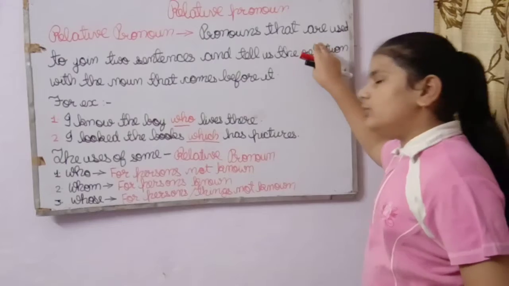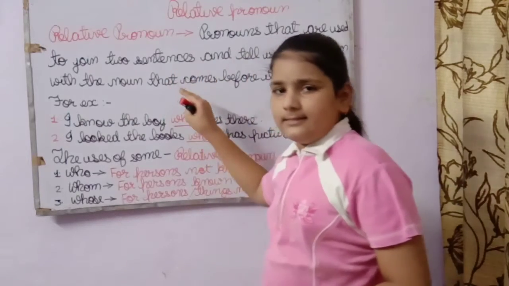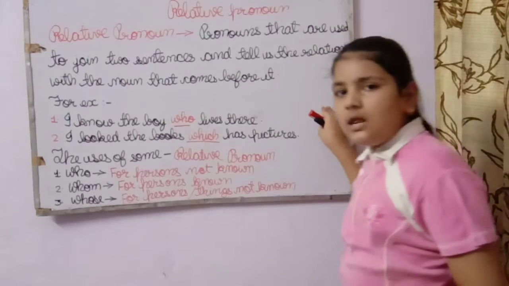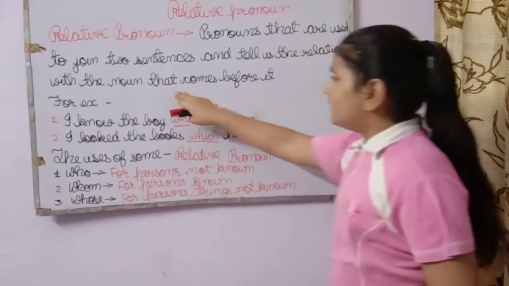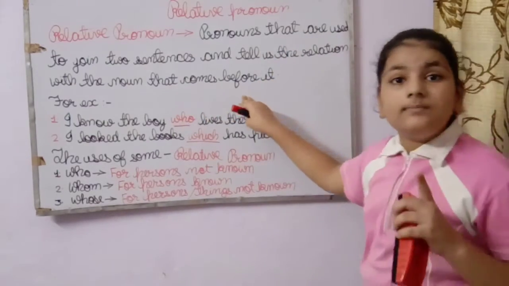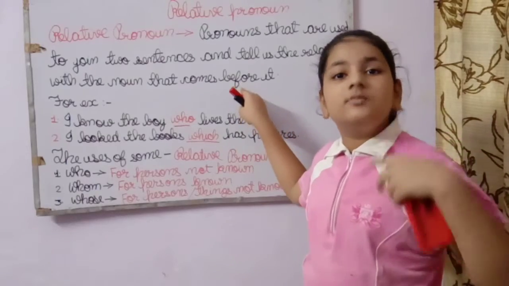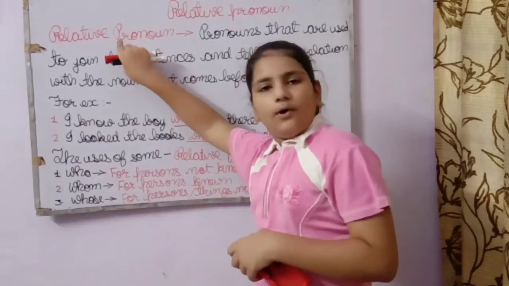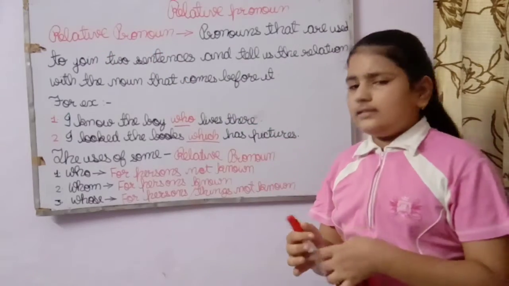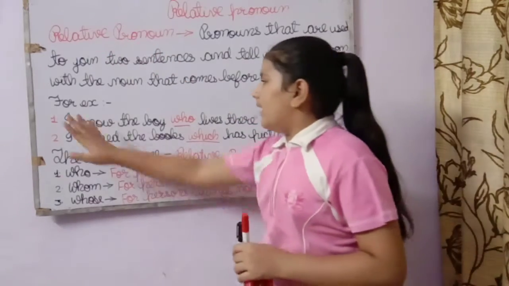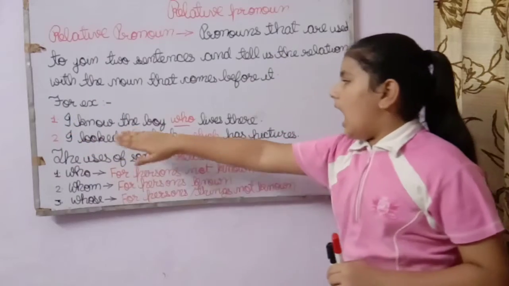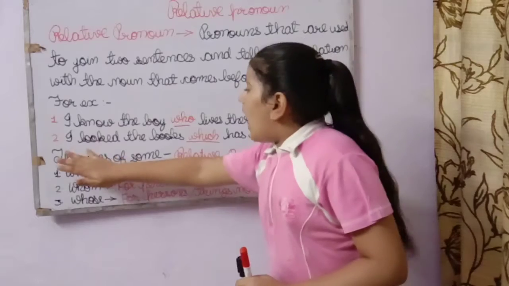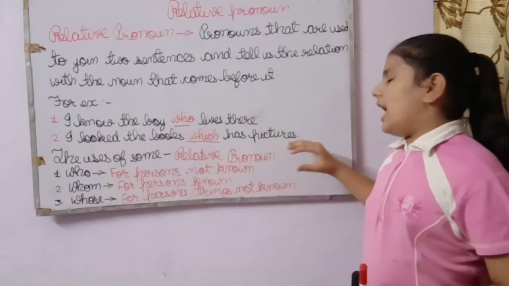Pronouns that are used to join two sentences and tell us the relation with the noun that comes before it are called relative pronouns. In simple words, just take an example. I know the boy who lives there. I looked at the books which have pictures.